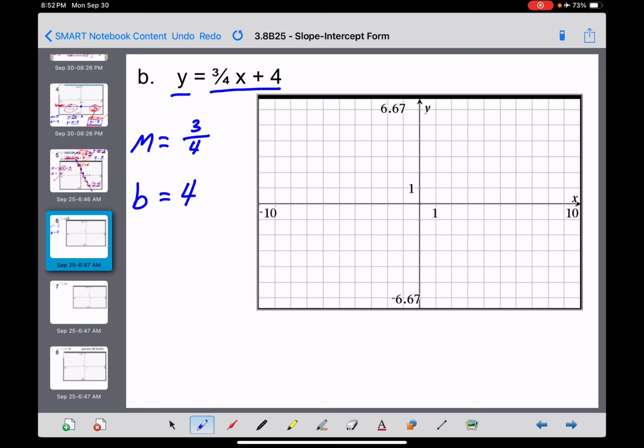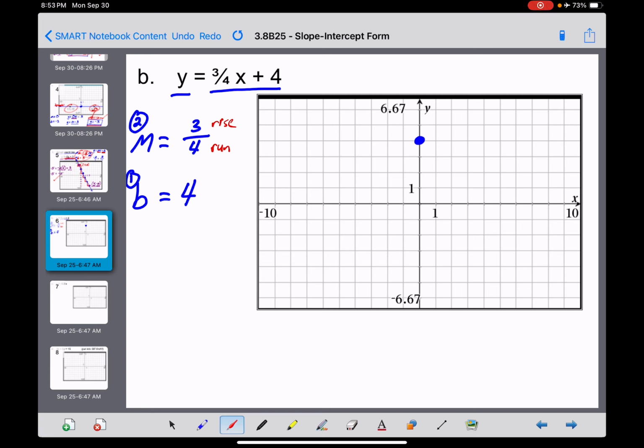We always deal with the y-intercept first, everybody. A y-intercept of 4 means that from the origin, we go up 4 units and put a point right there. Then we go to our slope. Our set of directions right here is to rise 3 units and run 4 units. So let's try that, guys.